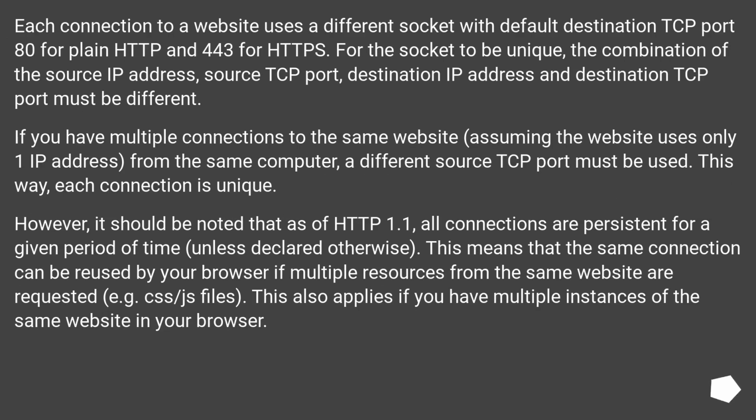Each connection to a website uses a different socket with default destination TCP port 80 for plain HTTP and 443 for HTTPS. For the socket to be unique, the combination of the source IP address, source TCP port, destination IP address and destination TCP port must be different.